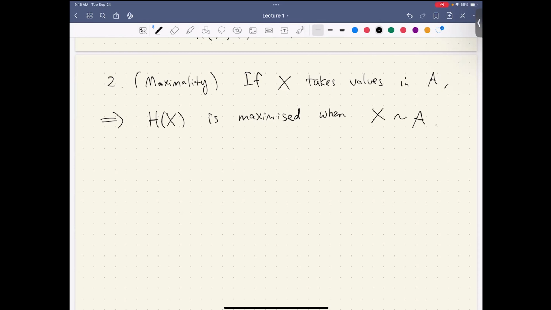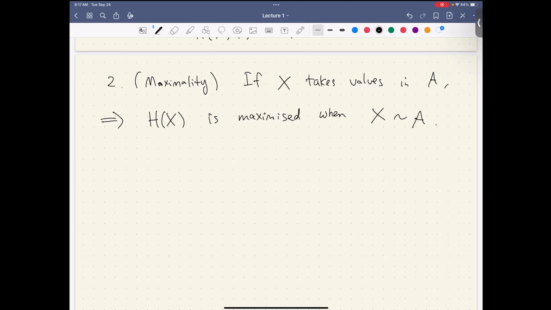We have seen this in the toy example of the coin flip. If the coin flip is uniform, one half for heads or tails, the entropy is maximized, which is 1. But if it's tilted, any other combination, not one half, the entropy can only be smaller. This is maximality, which is also intuitive, because when you are uniformly distributed over a set, this is the most random you can get. Anything could happen with equal probability. So the amount of surprise we will get, we cannot predict it, right?